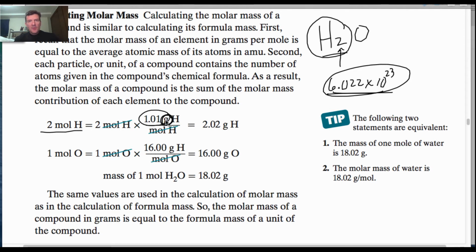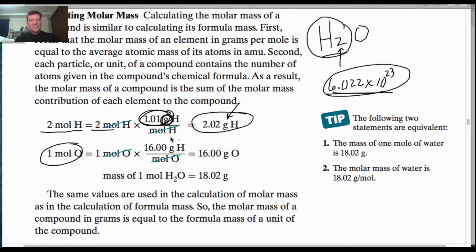That number on the periodic table, that mass on the periodic table, if the unit is AMU, that's the mass of 1 atom of that element. If the mass is grams, that's the mass of a mole of that atom. Okay? Same number, different units. So I take my 2 moles times 1.01 grams. I have 2.02 grams of hydrogen atoms if I've got 2 moles.